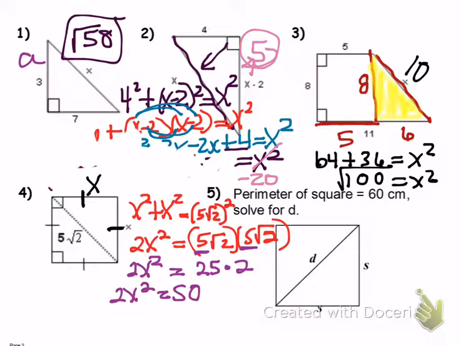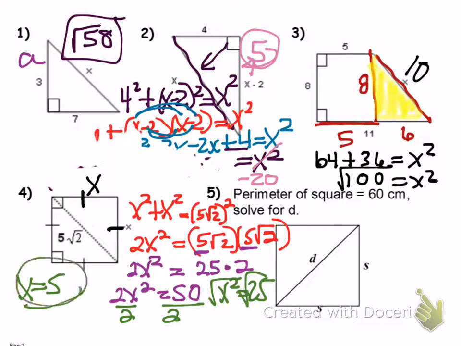And now I'm just going to keep solving. So I'm going to divide by 2. So x squared equals 25. Take the square root. So x is 5. Okay, I'm going to erase some of that so I have room over here.